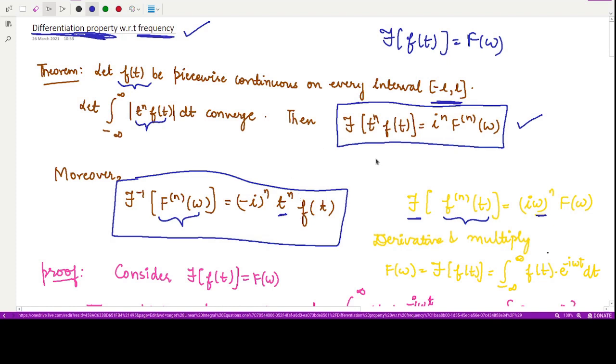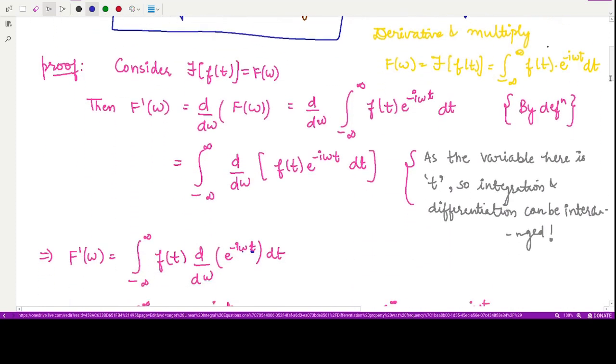Or conversely, when talking about the forward Fourier transform, you can say that when you multiply by t, you have the derivative in the frequency domain. So in order to justify this property, let us see what the results are for the first order derivative and the second order derivative.